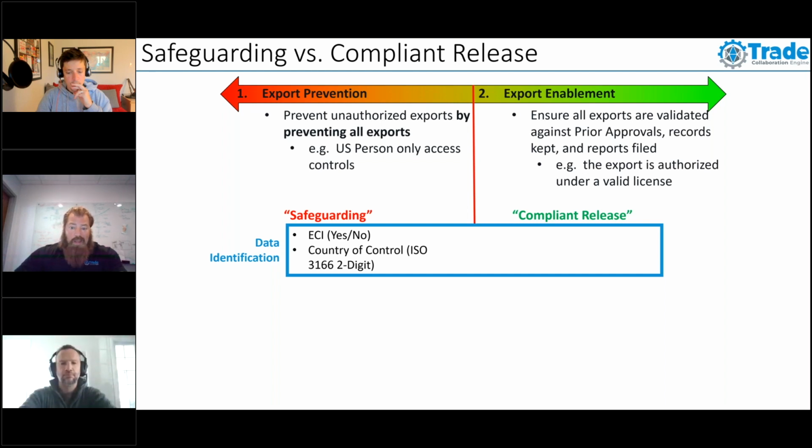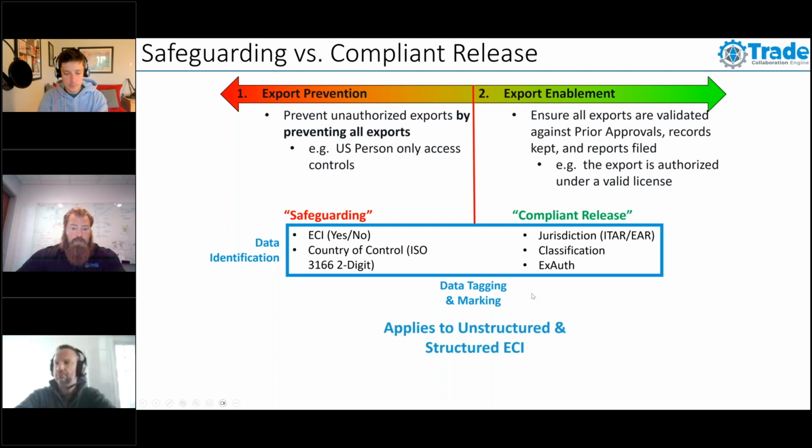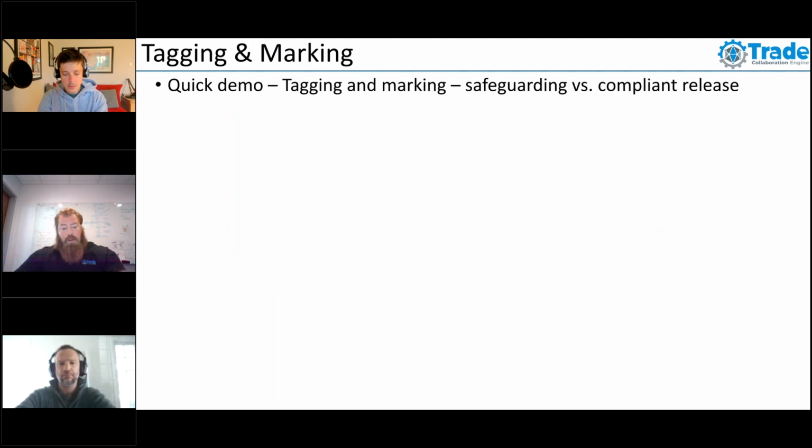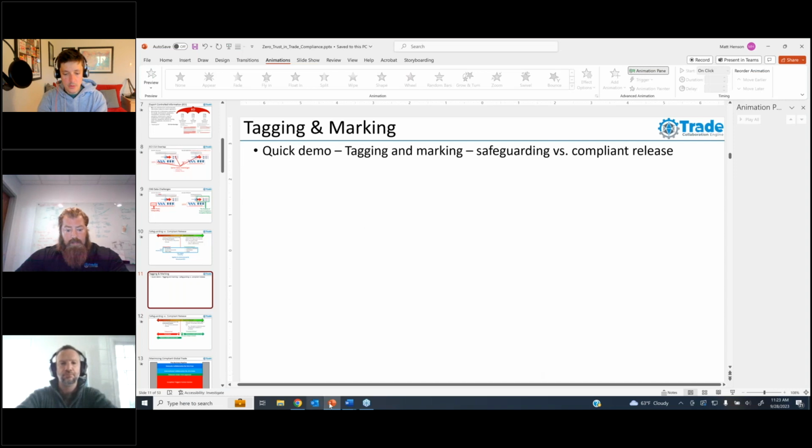But if we want to compliantly release that information, if we want to export it, we need to know some additional detail. We need to know its jurisdiction, we need to know its classification. Ultimately, we need to know its export authorization. And these data tagging and marking requirements really apply to both your unstructured and structured data. So let's take a quick break here and do a demo of what I mean by this metadata tagging.